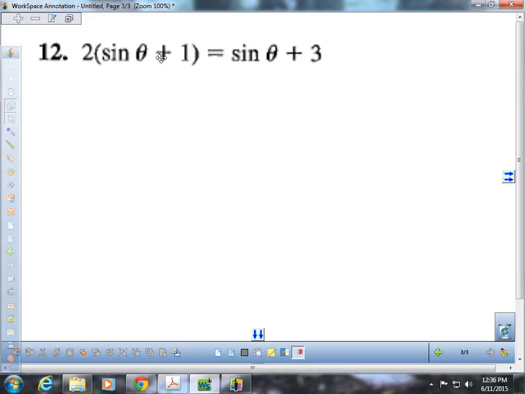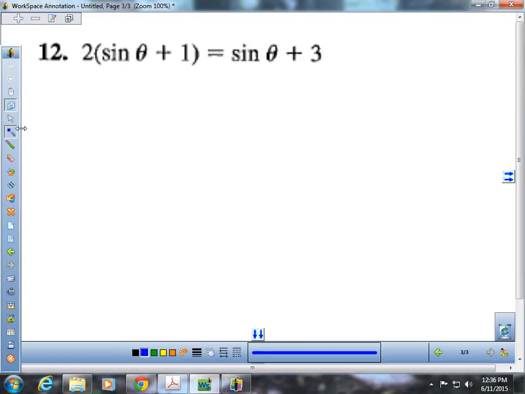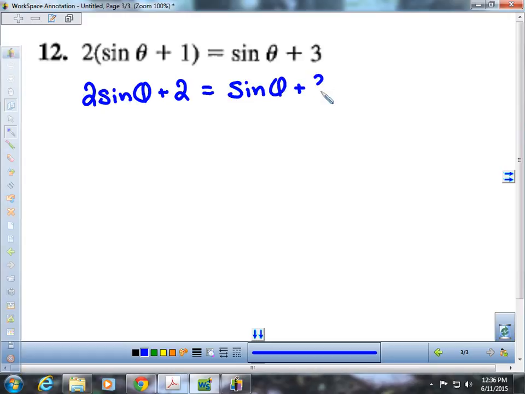What do the parentheses mean that I have to do over here on the left? I've got to distribute. What are you going to get? 2 sine theta plus 2 equals sine theta plus 3. Okay, do we want our trig functions on both sides of the equation? We do not. 2 to the 1 or the 1 to the 2? And what would we get? Yep, 2 minus 1 is going to be a sine theta.